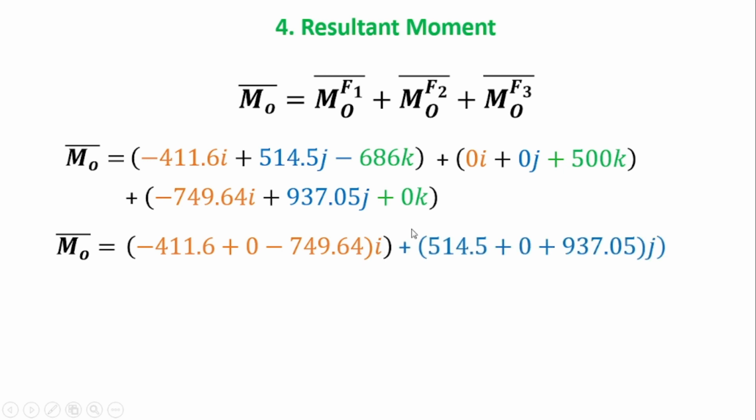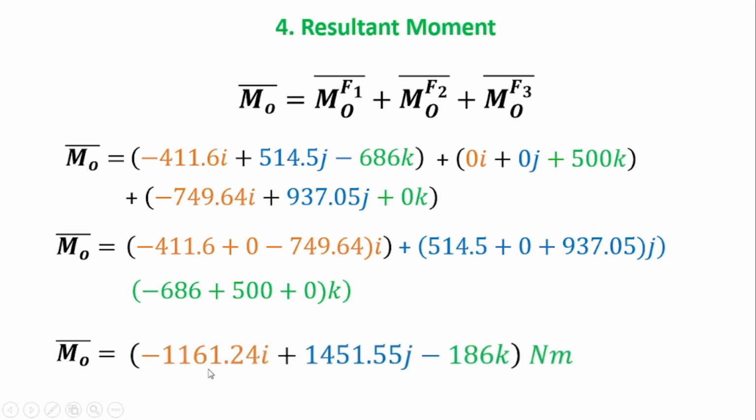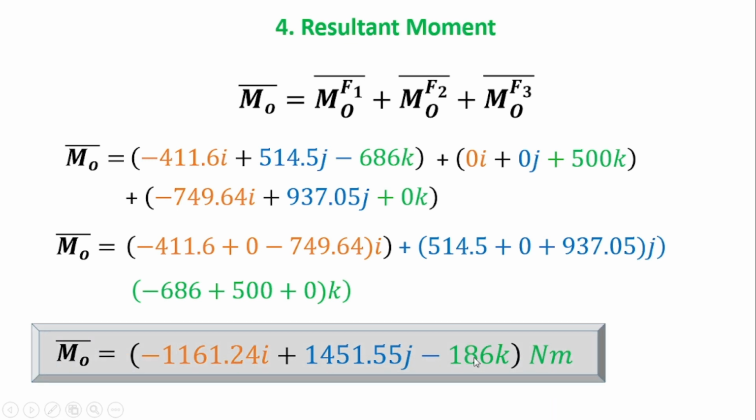Then add all j terms. Blue terms: 514.5 plus 0 plus 937.05j. And then add all green terms related to the k: minus 686 plus 500 plus 0. So addition of all these terms will give you the final moment about O. So the moment about O is equal to minus 1161.24i plus 1451.55j minus 186k. So this is how you can find the moment and a resultant for the given general force system.